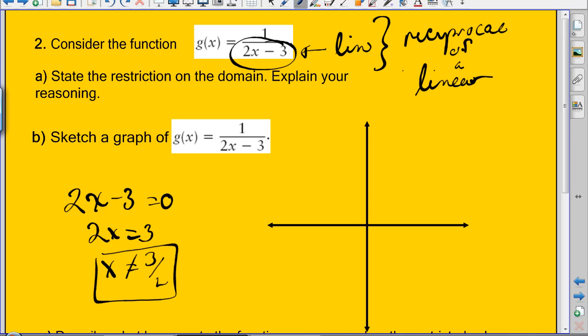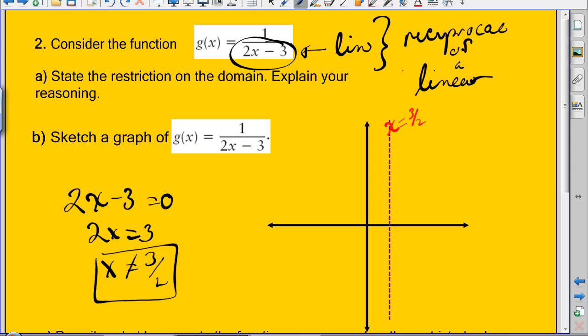So the first thing I'm going to do is plot my vertical asymptote, because I've already identified that x cannot equal 3 over 2, so I'm just going to estimate that it's right about here. I am going to label it x equals 3 over 2, and that's important for all asymptotes.